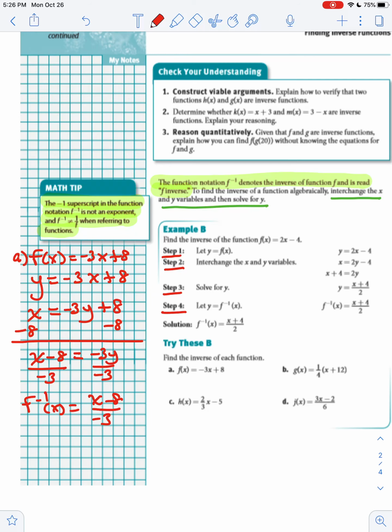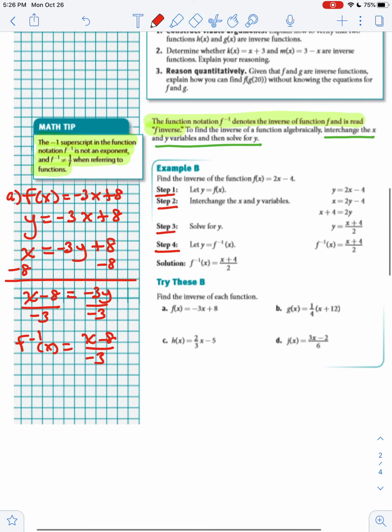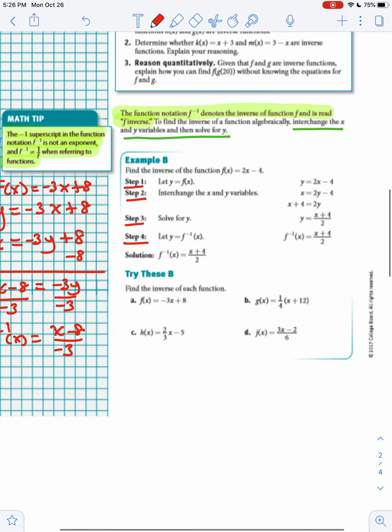Okay. Now finally we can replace it with the F inverse notation. So F inverse of x is equal to x minus 8 over negative 3. We just found the inverse of the F function.